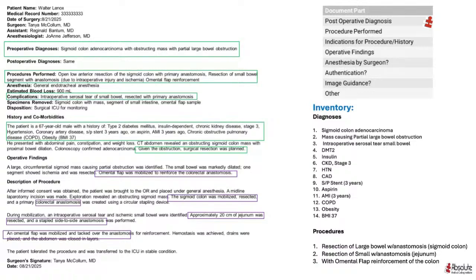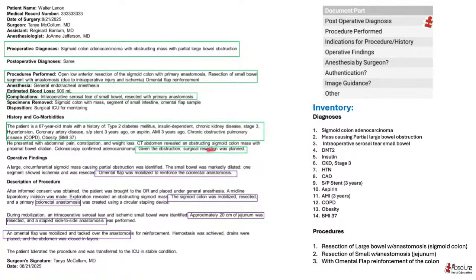That's your task. So, my diagnoses: sigmoid colon adenocarcinoma. Number 2, the mass causing the partial large bowel obstruction. I'm going to code that. I'm going to code this serosal tear, diabetes mellitus type 2. And I got a lot of comorbidities right here. I'm going to code the long-term use of the insulin. I'm going to code CKD stage 3.